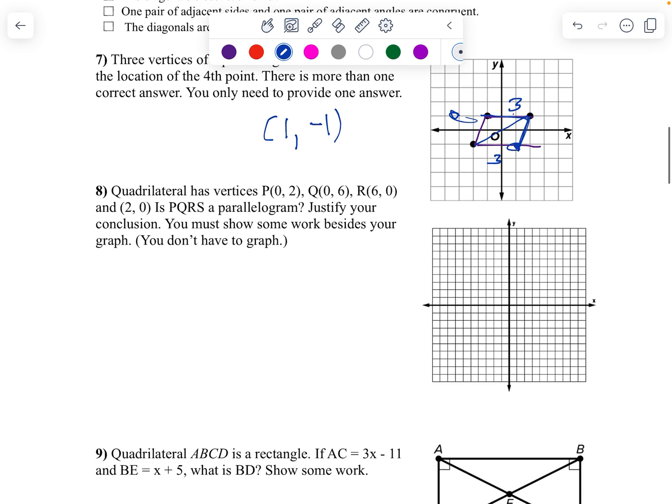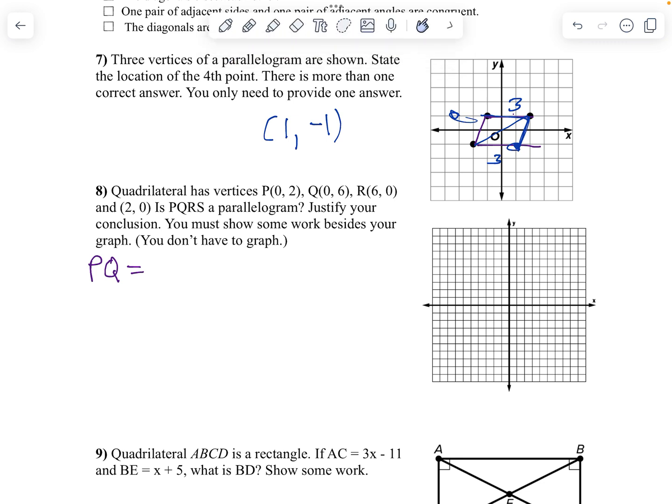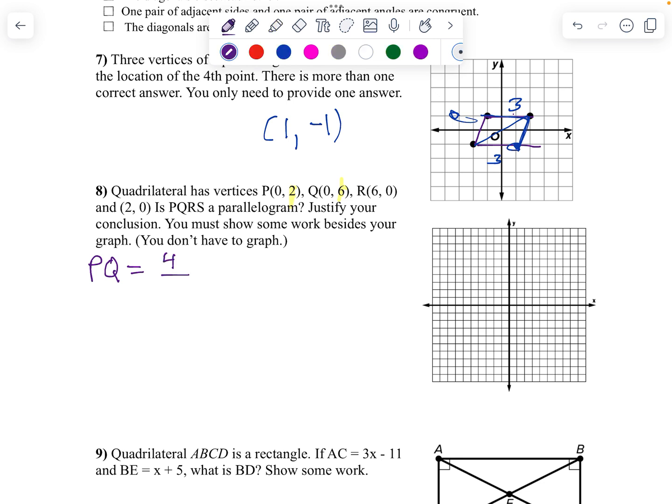Okay, now I want to show some work besides your graph. So what happens is I want to know, is it a parallelogram? Well, I think what I'll do is I'll just look at the slopes of all my sides. So let's find the slope of P to Q. So if I look at my slope of P to Q, I'll subtract my y's. 6 minus 2, well, that's 4. And then 0 minus 0. I don't even have to do that one. That's a 4 over 0. That's a vertical line, isn't it?